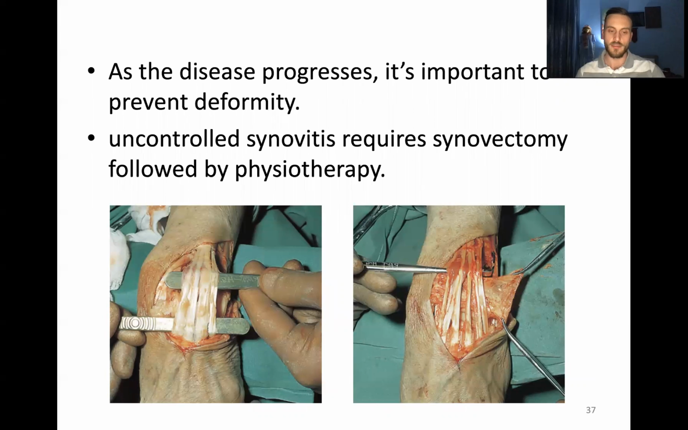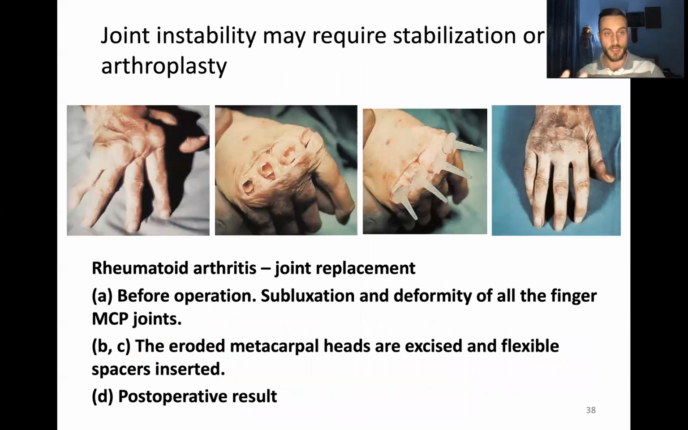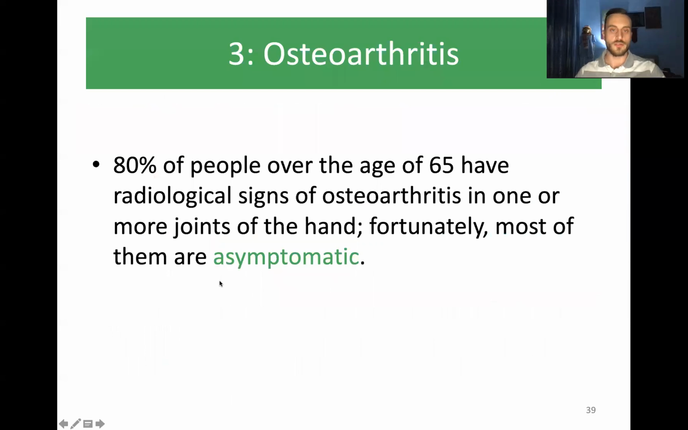And as you can see here, these are the extensor tendons, okay? The extensor digitorum tendons. And after that, they went in and did synovectomies. With the synovectomy, you are removing the source of this problem, so people might get better. Sometimes if the joints are dislocated or unstable, we can go in and do replacements, as you can see in these stages in the pictures.